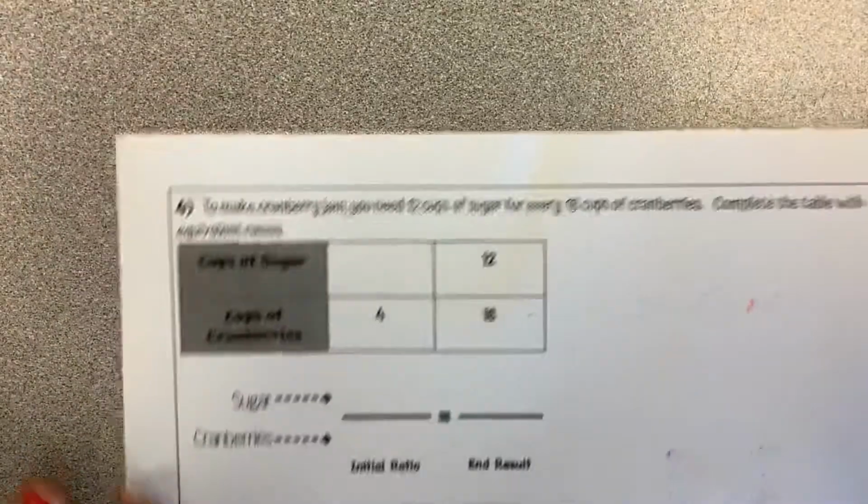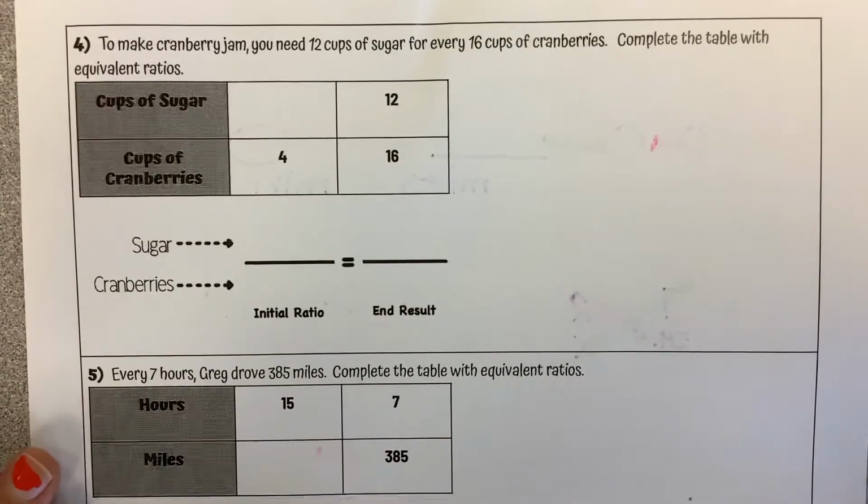All right, so that was lesson 1, which was proportion word problems. Now we're gonna look at lesson 2, which is ratio tables. So to make cranberry jam, you need 12 cups of sugar for every 16 cups of cranberries. Complete the table with equivalent ratios.